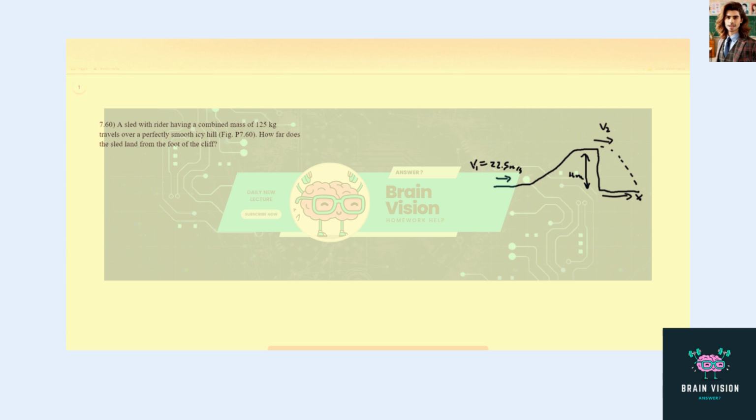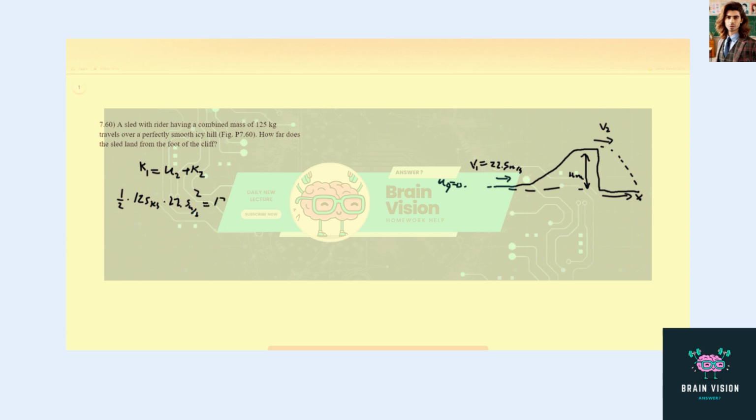I'm going to set up the conservation of energy formula. We only have kinetic energy here. If we define this to be our UG equals 0, so we have just K1 is equal to U2 plus K2, where 1 is this point here and 2 is this point here. So initially we have 1/2 times 125 kilograms times 22.5 meters per second squared. And that's going to be equal to the potential energy at 11 meters.